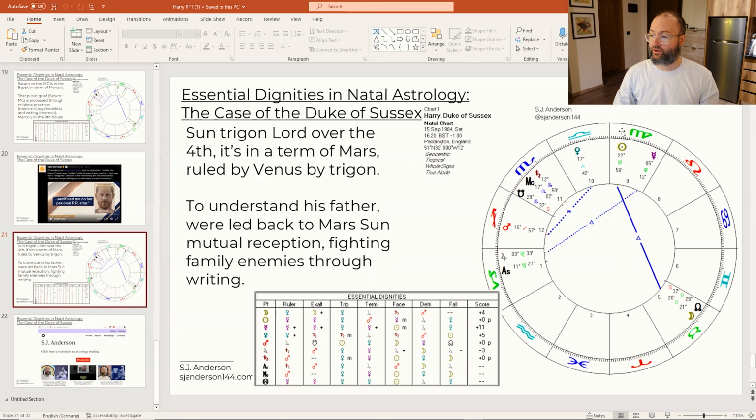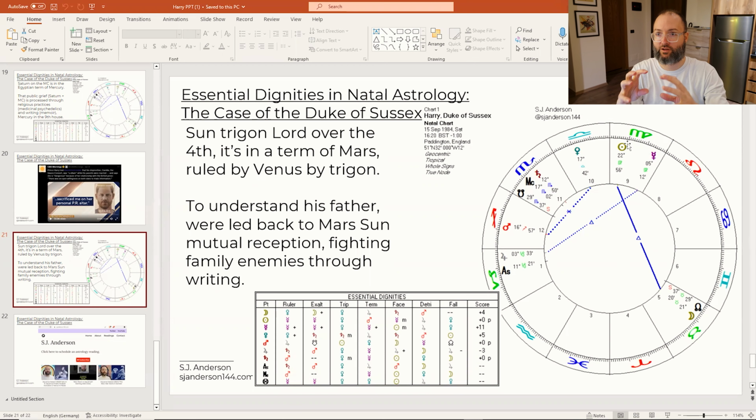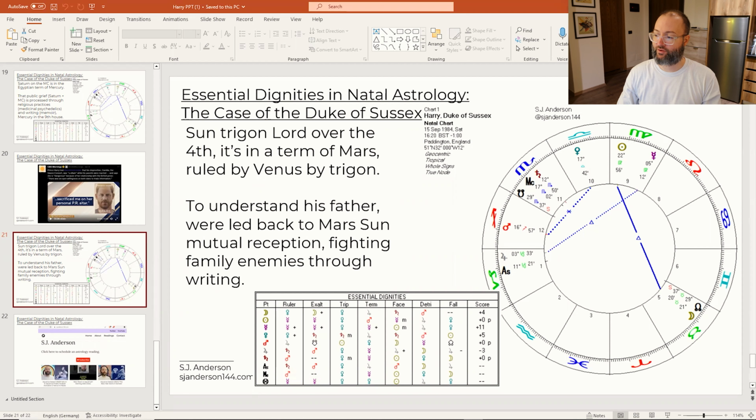And so if we wanted to understand his father, and I think in this case I put Camilla in with his father because Camilla fell in love with Prince Charles. They're connected here. We're led back to the Mars sun mutual reception, because Mars is in Sagittarius, ruled by the Sun by triplicity. The Sun is ruled by Mars by Egyptian term, and they're in this mutual reception.